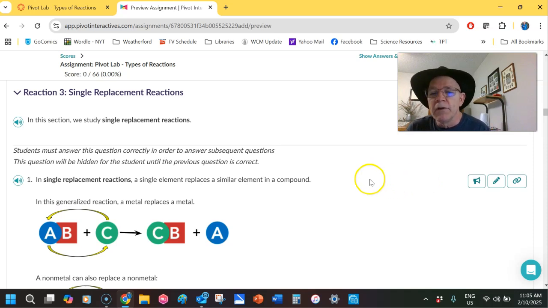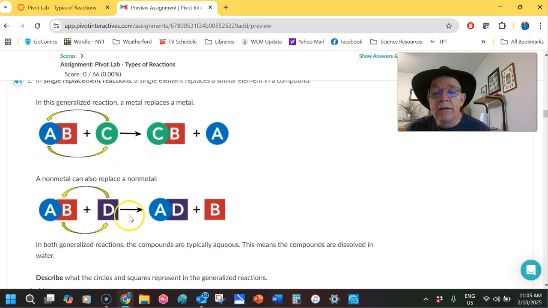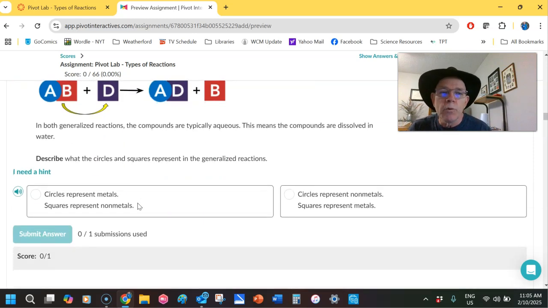Single. All right. Notice in this case the circles represent metals, the squares represent non-metals, and it can happen where a metal takes the place of another metal. So C boots out A because it's more reactive with B. It can also happen where a non-metal boots out the other non-metal, so instead of AB, you end up with AD, and D knocks it out. So one of the elements knocks out one of the other elements. Most often we think about metals as doing this, but it can also happen with the non-metals.